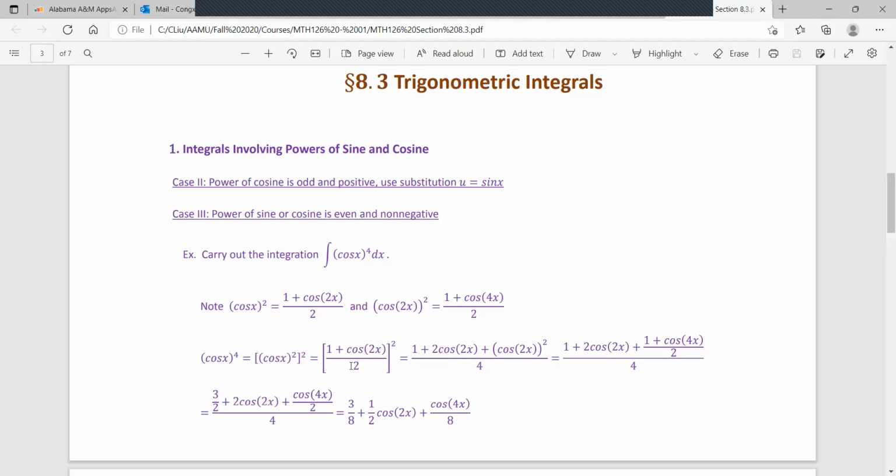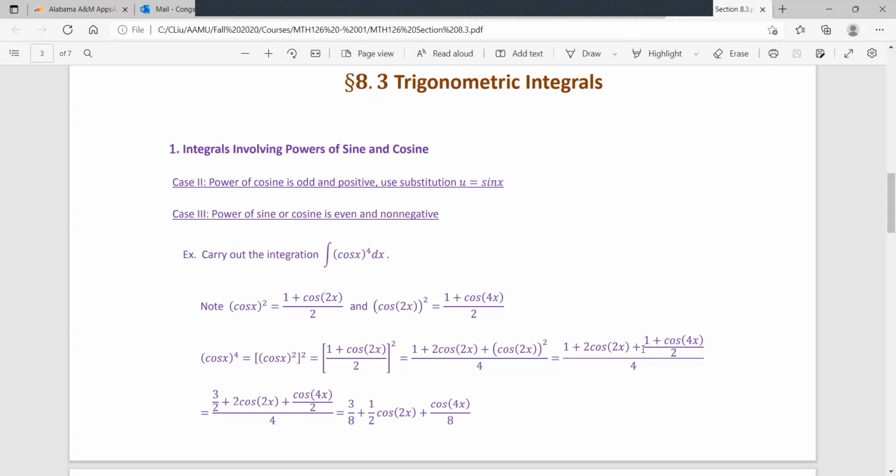Now you have to FOIL the whole thing. If you multiply 1 plus cosine 2x over 2 by itself, you get 4 in the denominator, since 2 by 2 is 4. Then you multiply 1 plus cosine 2x by itself, and you get 1 plus 2 times cosine 2x plus cosine 2x squared. Remember, a plus b squared, if you FOIL it, gives a squared plus 2ab plus b squared. Then the cosine 2x squared can be replaced by 1 plus cosine 4x over 2. That's why we need the other double angle identity.